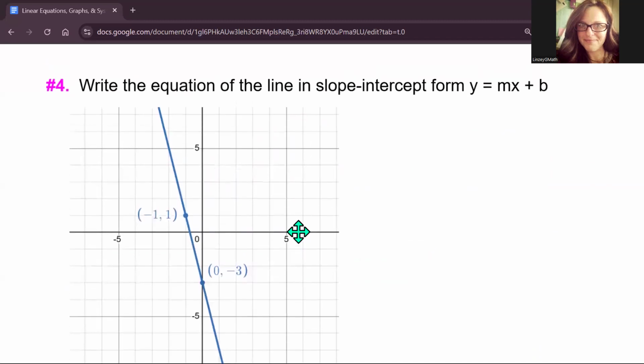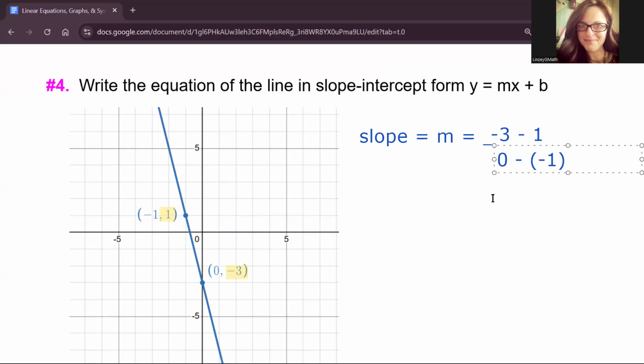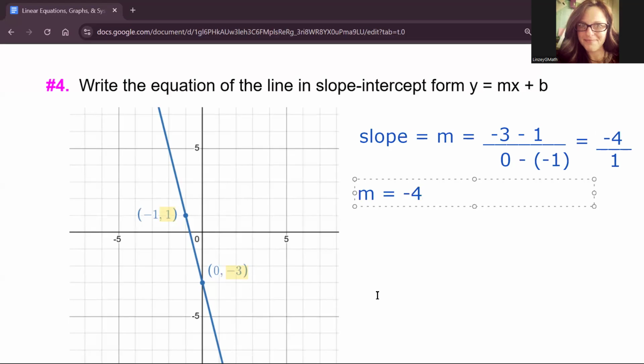Number 4, we're going to write the equation of this line in slope-intercept form, y equals mx plus b. Let's go ahead and find the slope, m, and we'll use the 2 points that we have here. We'll subtract the y values, they go on top, -3 minus 1, and the x values we'll subtract, they go on the bottom. And we get -4 over +1, which is just -4. Our slope m is -4.